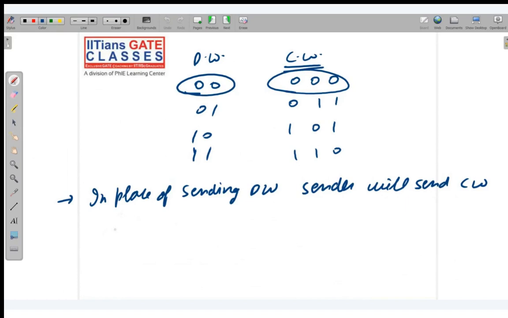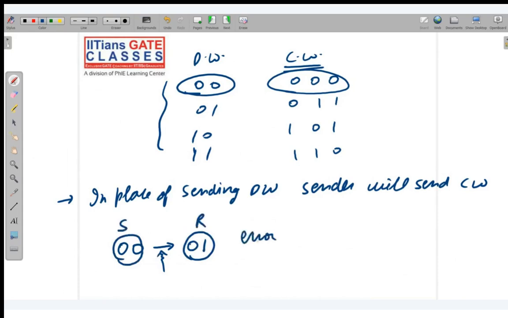First of all, if the data word is sent as it is, and the sender wants to send 00, and by chance, due to some noise, it becomes 01, then 01 will be received by the receiver. Sender sends 00 and receiver has received 01. That means there is an error, but how will the receiver detect it? That is the biggest problem.